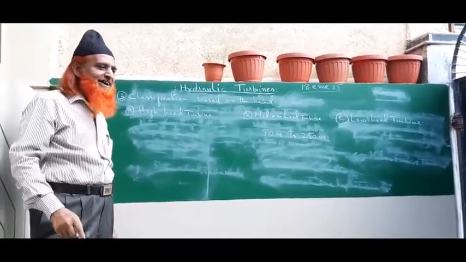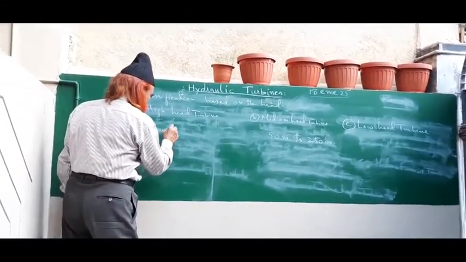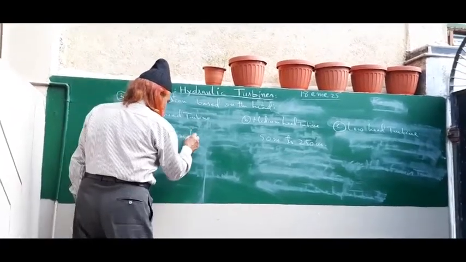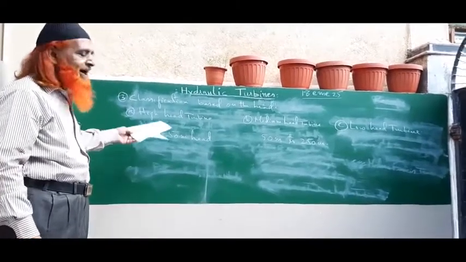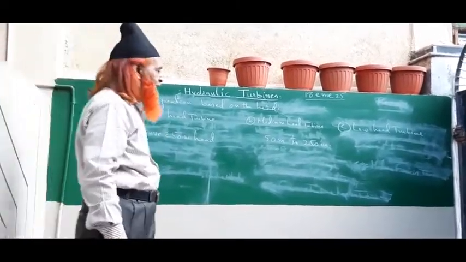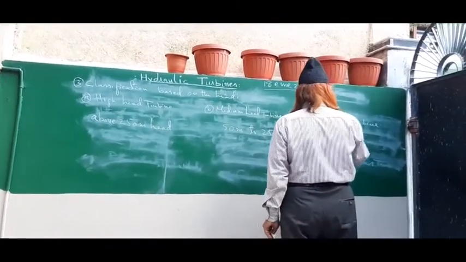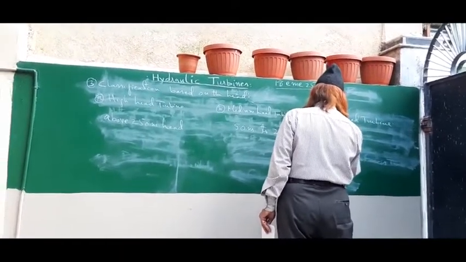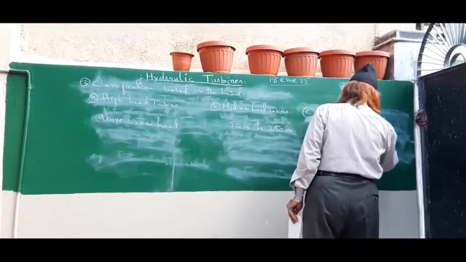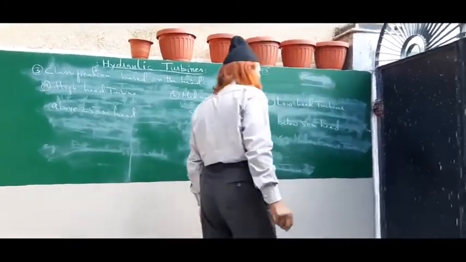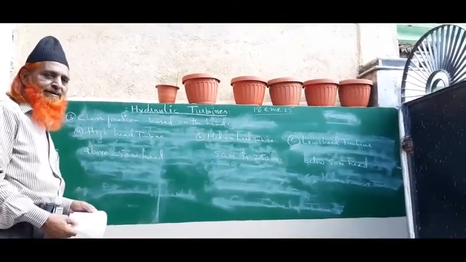Then definitely you can understand that a turbine which works above 250 meter head is called a high head turbine. Very simple. And a turbine which works at a head below 50 meter, that's it, we can call it a low head turbine. Okay. Is it clear to you?